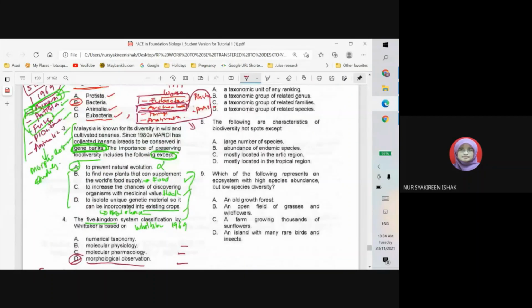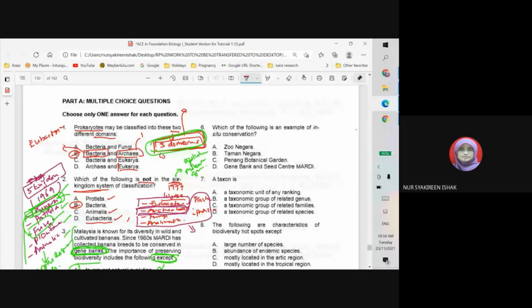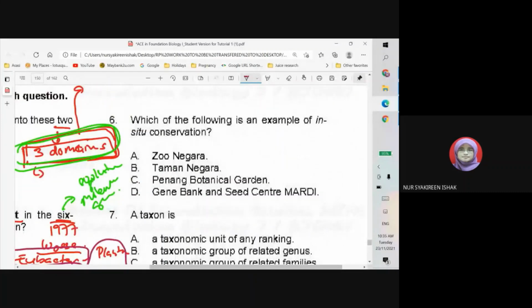Okay. So number 6, which of the following is an example of an in situ conservation? In situ what? You conserve the species, okay, in their natural habitat, in the forest kan. So you have, for example, taman negara, you have marine parks in their natural habitat, right? So which of the following is an example of in situ? Zoo negara natural ke tak? Tak. So dia adalah ex situ. Taman negara? In situ.